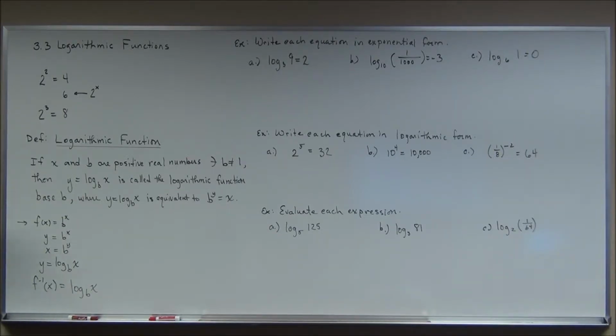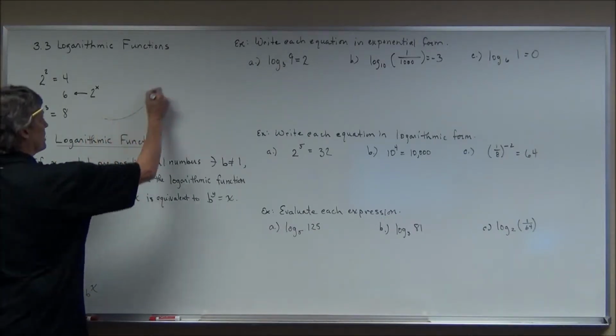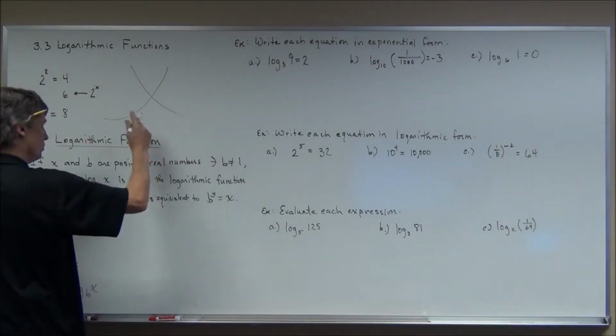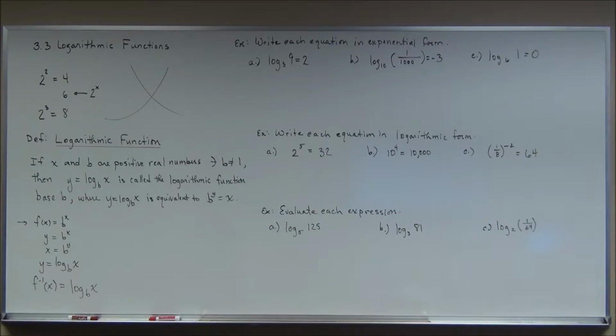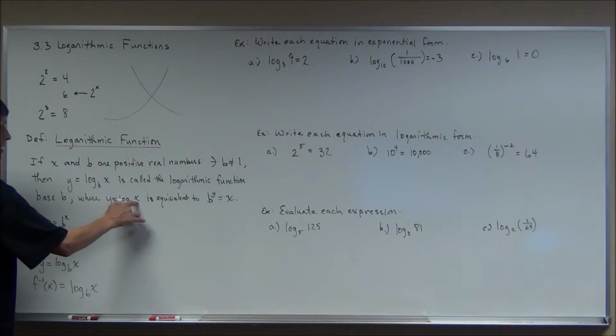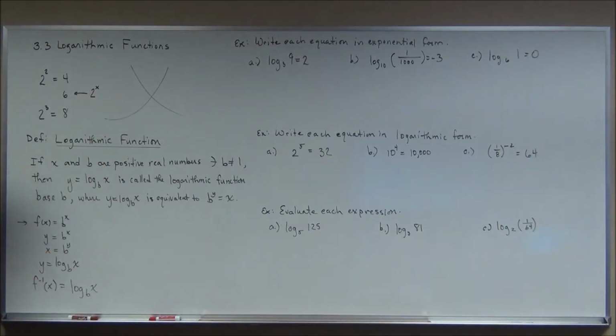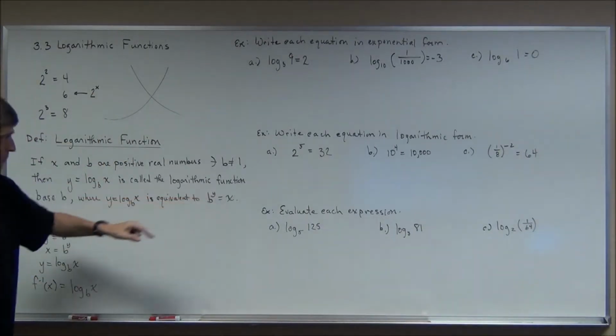Now you may remember with exponential functions, the graphs kind of did something like this or something like this. Well, those are one-to-one functions. They're going to pass the horizontal line test, therefore they're going to have inverses, and those inverse functions are called logarithmic functions. Now, think about it. The logarithm is trying to find that exponent. It's trying to find out what that exponent is.